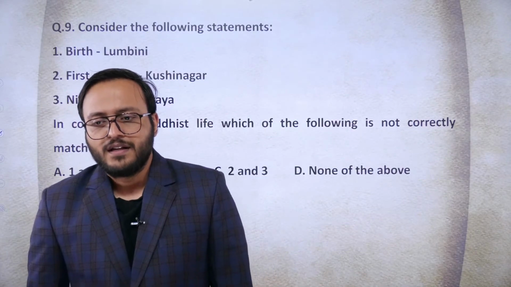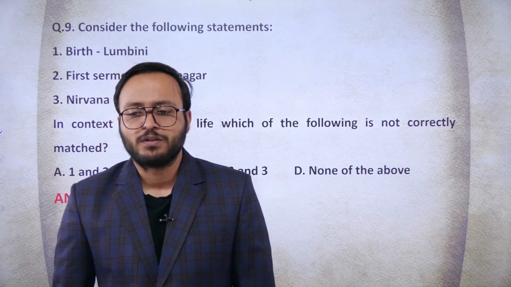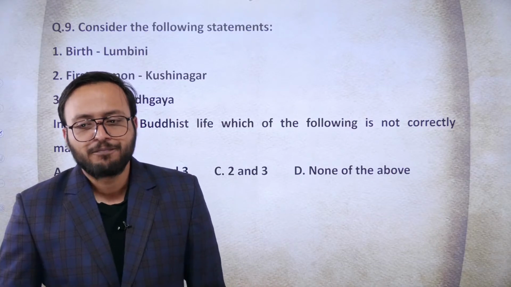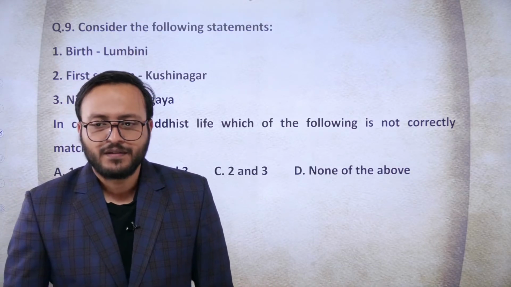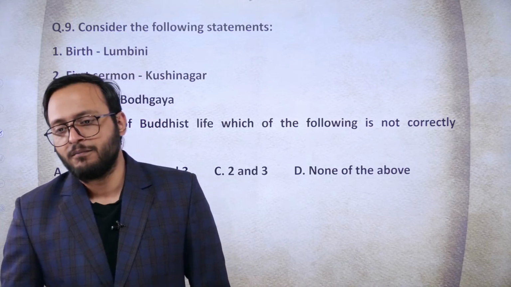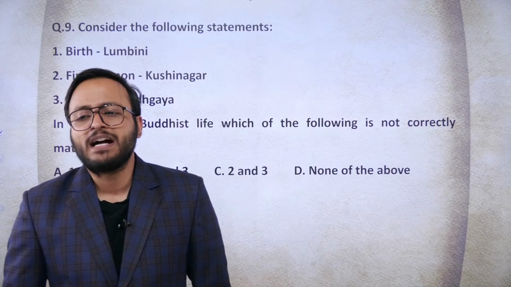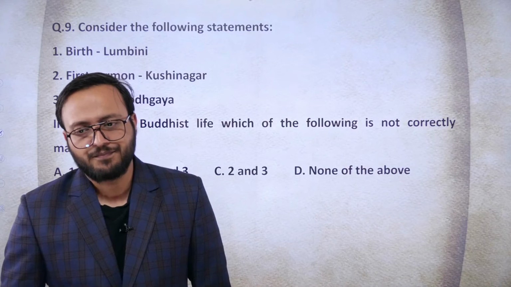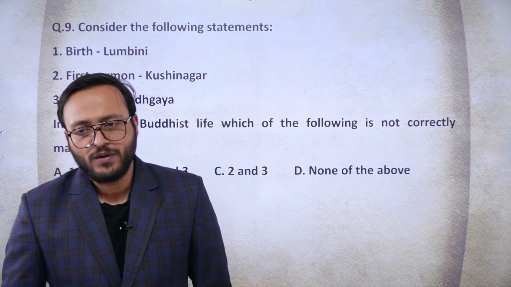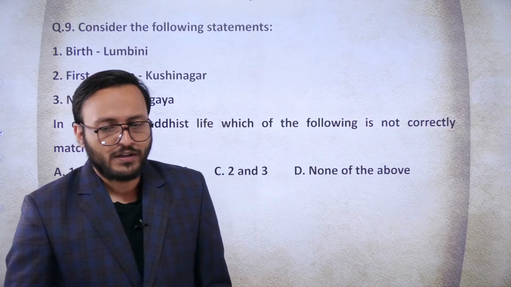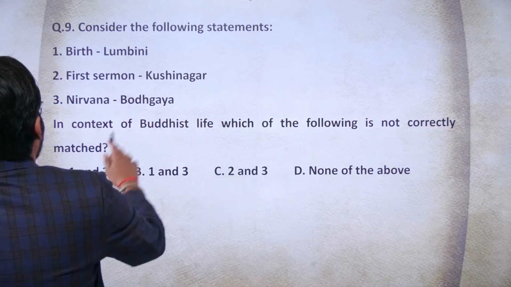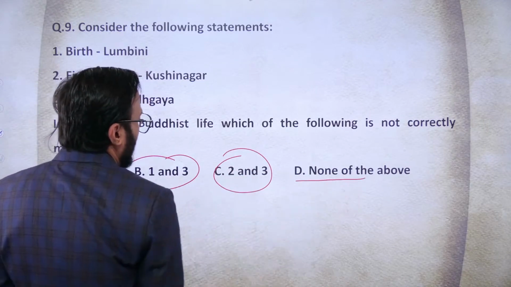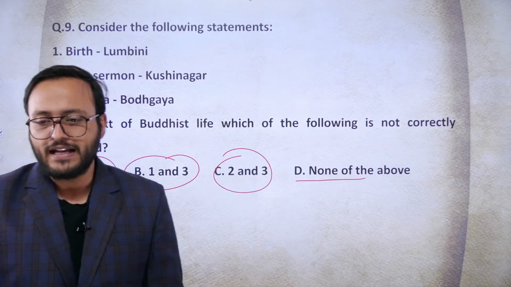Now consider the following statements. The birth of Lord Buddha at Lumbini, the first sermon at Kushinagar, and nirvana at Bodh Gaya. Related to the Buddha's life, which of the following is not correctly matched? Now you have to tell which is not correctly matched. Options: 1 and 2, 1 and 3, 2 and 3, or none of the above. So which of them are not correctly matched?